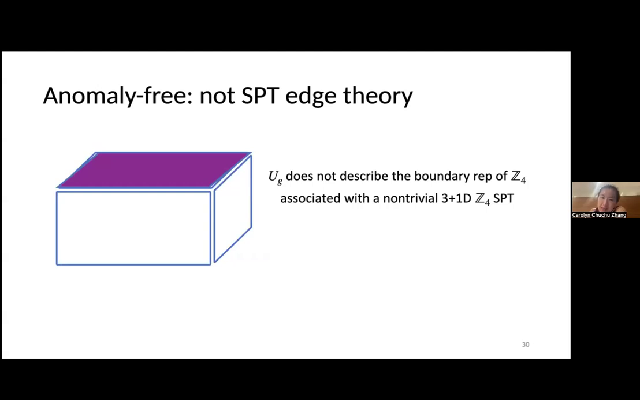And what that means is that UG can't be gauged and it can't be made on-site. However, it does not describe the boundary representation of Z4 associated with any non-trivial 3+1D Z4 SPTs. So those don't actually exist.